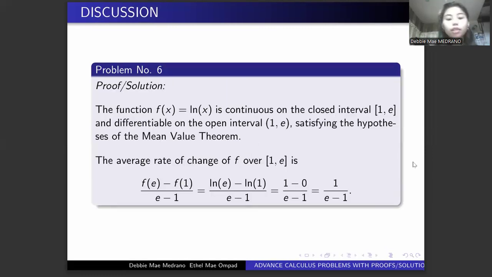For the solution, the function f(x) equal to ln x is continuous on the closed interval [1, e] and differentiable on the open interval (1, e), satisfying the hypothesis of the mean value theorem. This is actually the condition for the mean value theorem. So the average rate of change of f over [1, e] is (f(e) minus f(1)) over (e minus 1), which is (ln e minus ln 1) over (e minus 1), actually (1 minus 0) over (e minus 1). So 1 over (e minus 1).